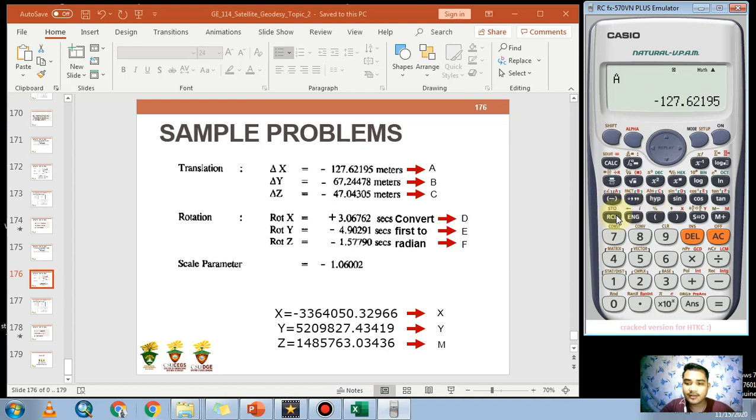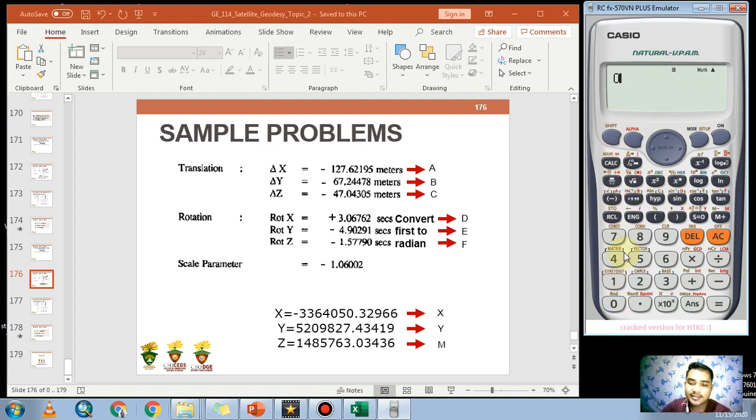Kung i-check, negative, negative, negative. For rotation X, we have positive 0 degrees, 0 minutes, 3.06762 seconds. Ato pati i-convert sa radian: 3.06762 over 3600 times pi over 180 equals... I know, syntax error kay wala siya nabutangan of degrees. Careful mo na class ha. So again, mao yung value, ito na siyang i-store sa D.